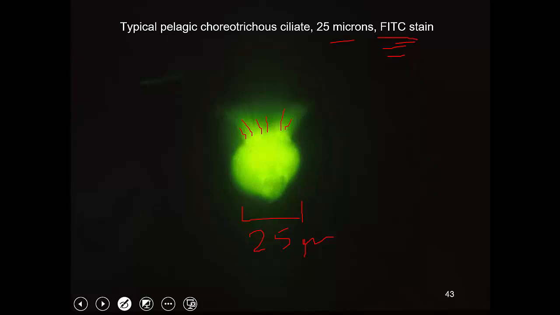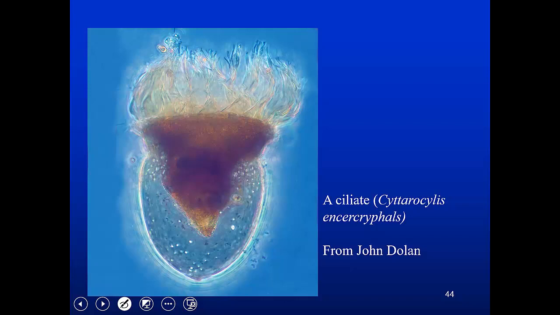Here's a pretty spectacular ciliate, which is about 50 microns or 100 microns in size, can't remember exactly. Again, the same thing, all the cilia sticking off here, lots of it sticking off of the end of this microbe.